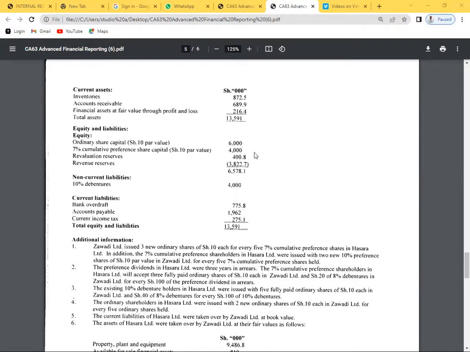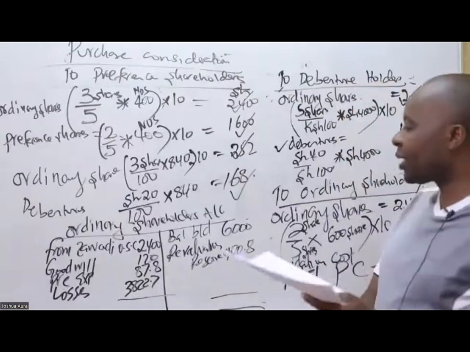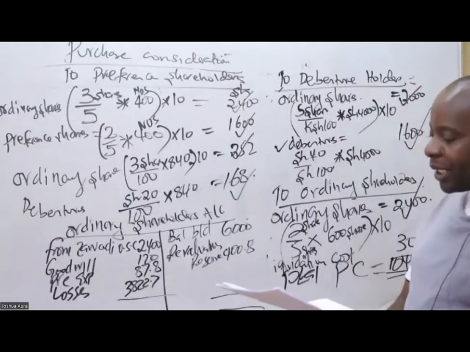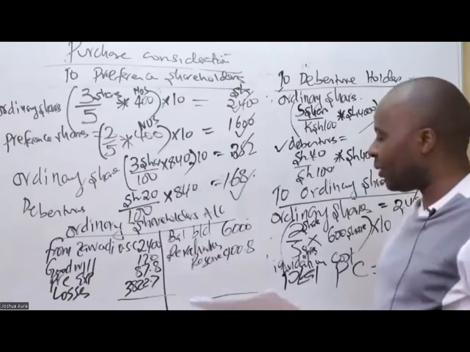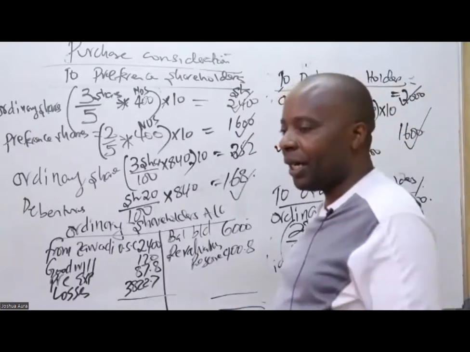So revaluation reserve is 400.8. So please go ahead and close this account. That is it. Close the account. Which side is bigger?